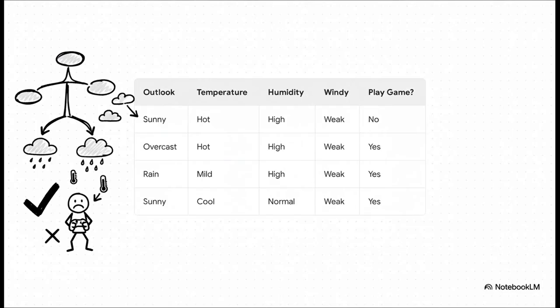So let's walk through a classic example to really see how this works. Our goal here is to decide if we should play a game based on the weather. So the algorithm looks at this data, and it might figure out that the most important question to ask first is, what's the outlook? If the answer is overcast, well, it looks like the answer is always yes, play. Easy. But if it's sunny, the answer's not so obvious. So the tree knows it needs to ask another question, like, okay, but what's the humidity?